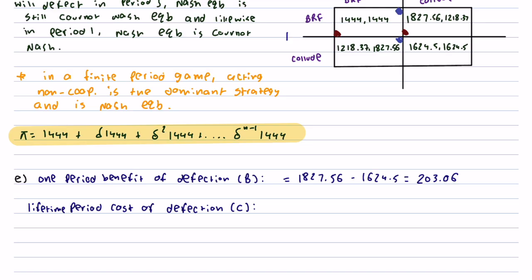Okay, now what's the lifetime period cost of defection? Well, if both firms collude, they're both going to make $1,624.5, but now that firm 1 has decided to deviate, both firms are going to play their BRF and therefore make $1,444 forever instead of this $1,624.5. Therefore, the lifetime period cost of defection is going to be equal to $1,624.5, which is the case that both of them collude, minus 1,444, right? Because now they're both working independently. And this is going to be equal to 180.5.